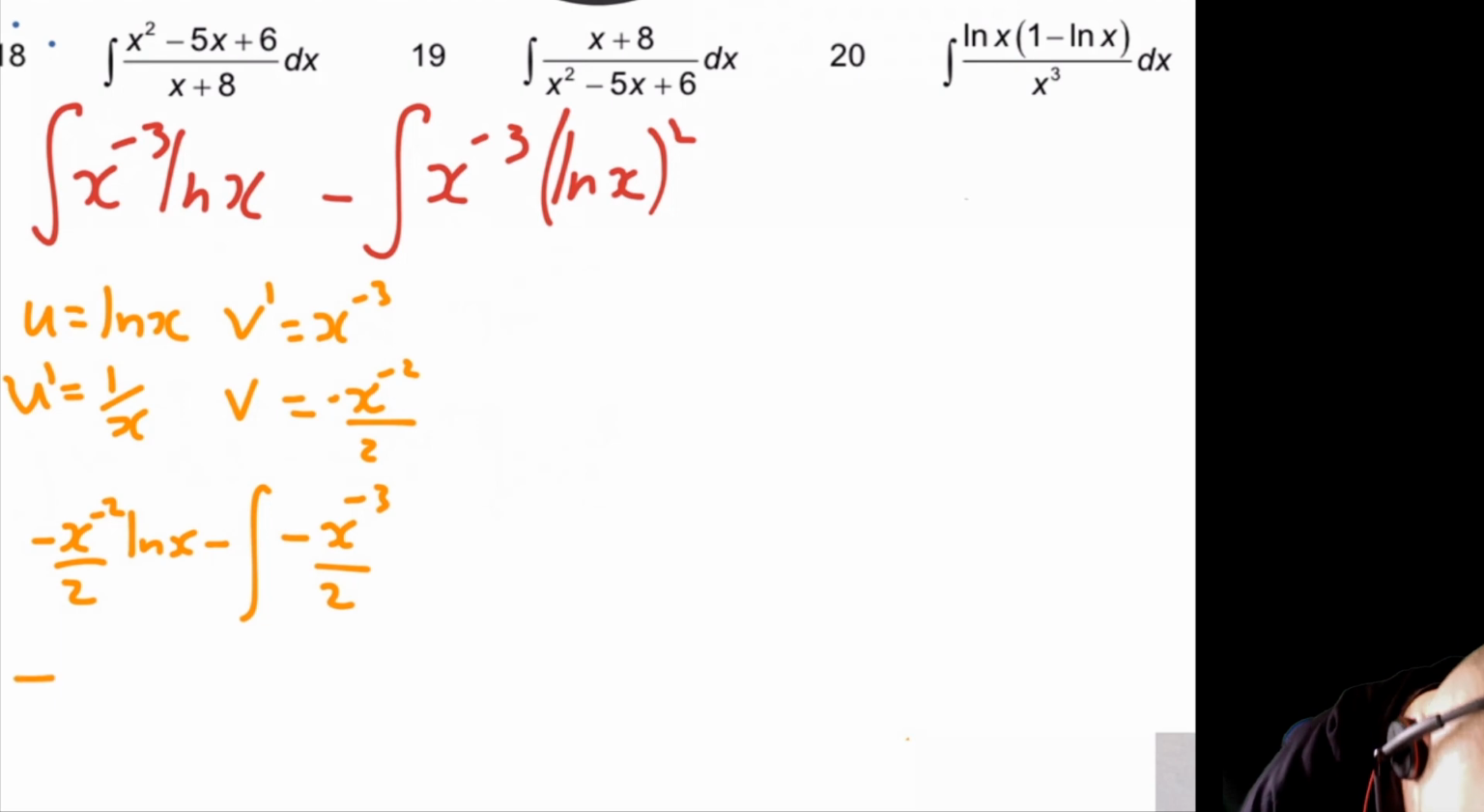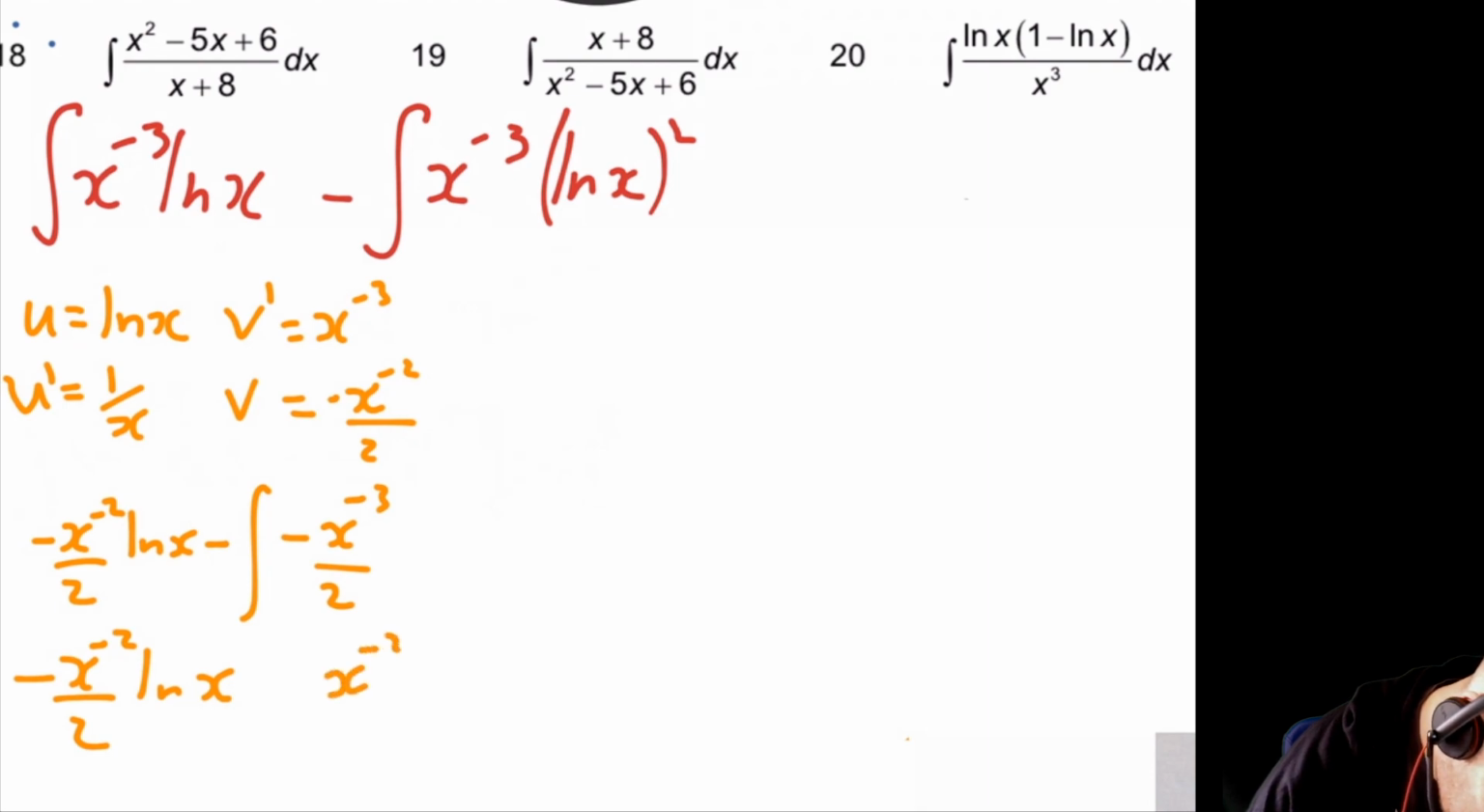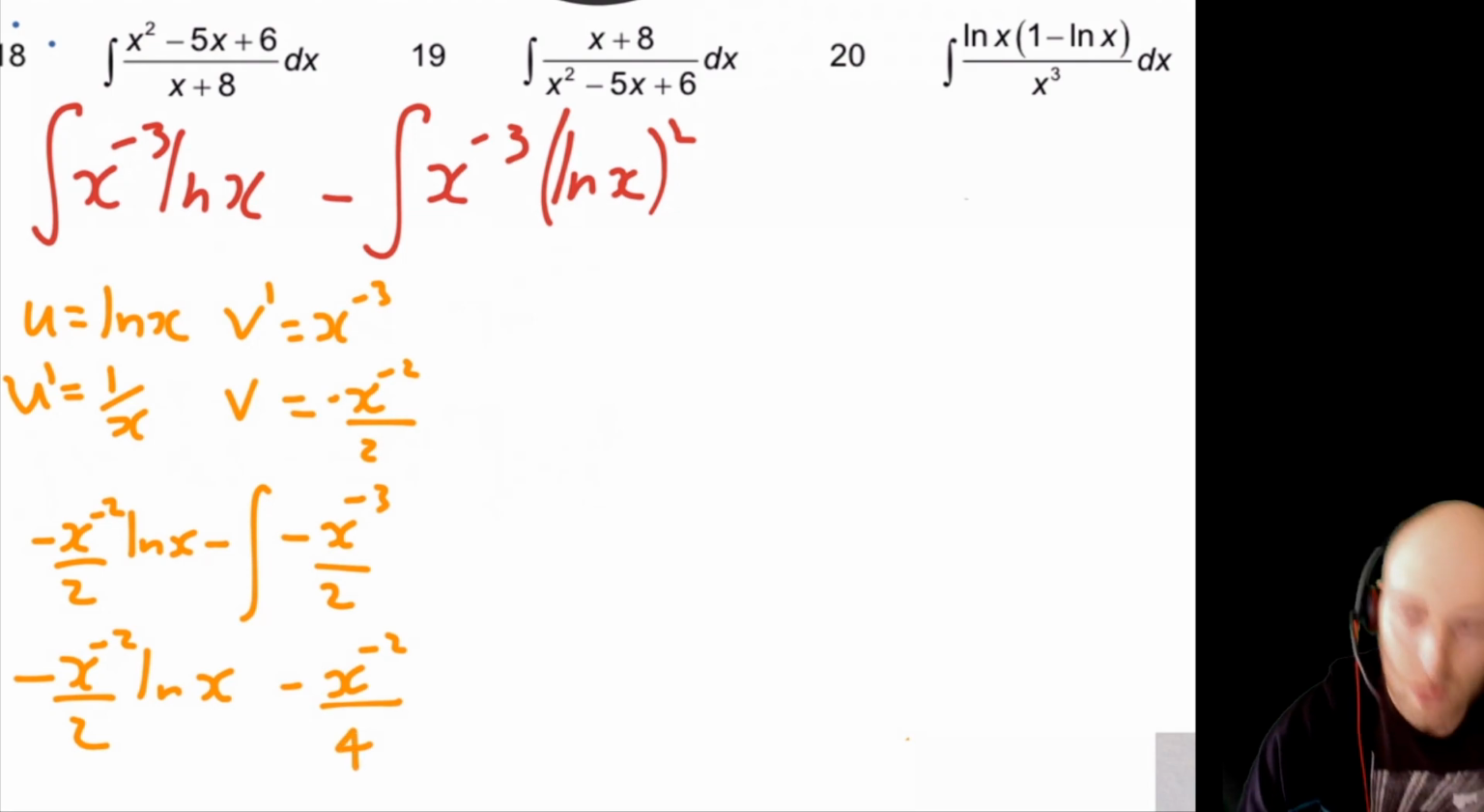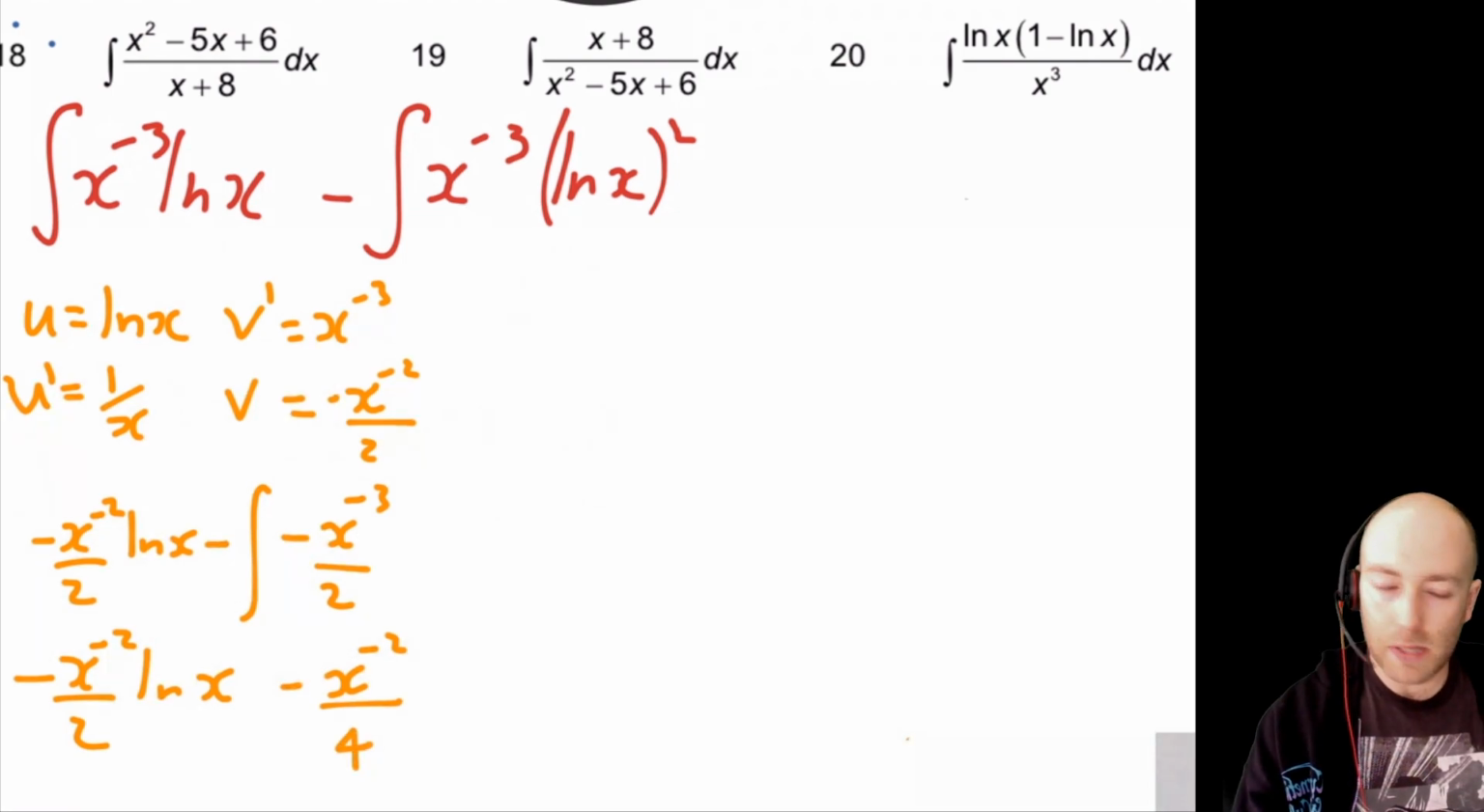And if we do that integral, minus x to the minus 2 over 2 ln x, that's going to go to the minus 2, divide by minus 2, so minus minus minus is a minus overall. So that's what I get for the first bit, the first term.